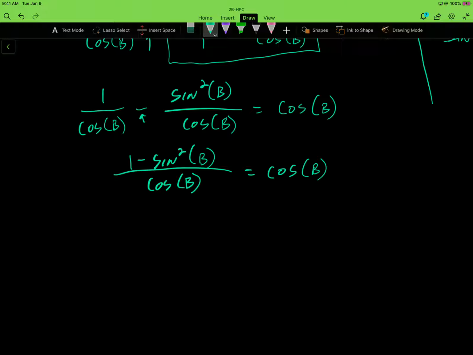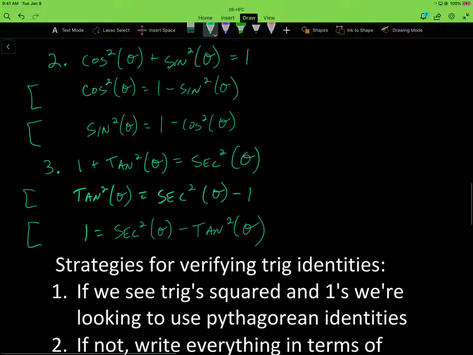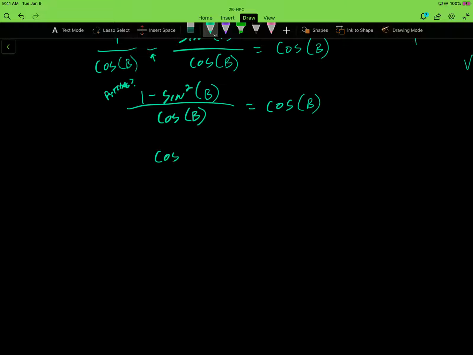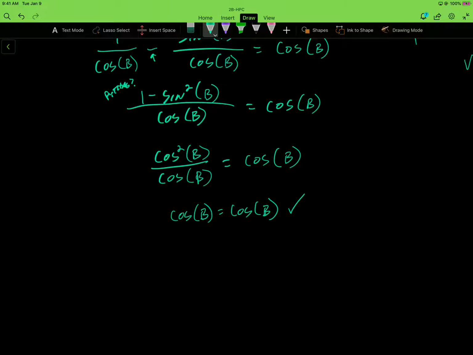And then here's where I start to think, okay, I've got a trig squared, I've got a 1 involved. This might be a Pythagorean identity. 1 minus sine squared. Let me see if I have that anywhere. If I look back up here, oh yeah, right here, 1 minus sine squared is also equal to cosine squared. So I can take out the 1 minus sine squared and replace it with cosine squared. And now lastly, I have cosine squared divided by cosine, which is just cosine. So it's verified. All right, and then we'll do some practice in class next week.